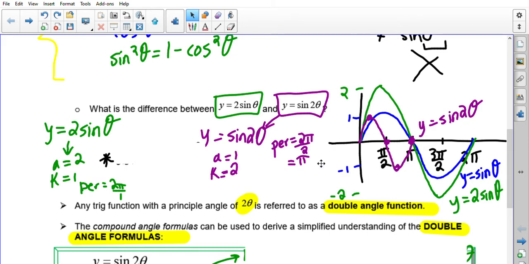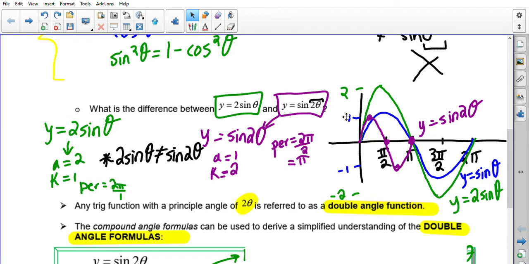So looking at these two, even though visually they may look the same, students sometimes think that they can pull the 2 out of theta and bring it in front. You cannot do that. The 2 is a package deal. So the 2 theta is a package deal, and the 2 cannot be factored out. So we can see they're not the same thing, and we can conclude, therefore, that 2 sine theta is not equivalent to sine 2 theta.